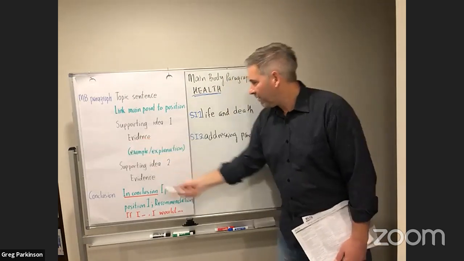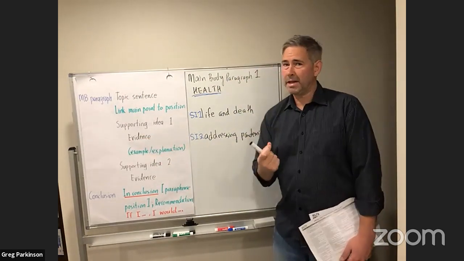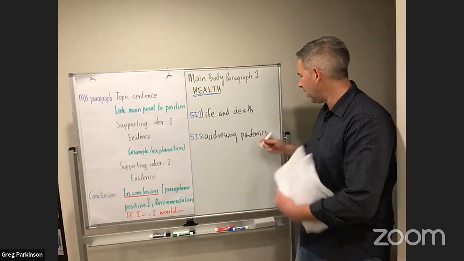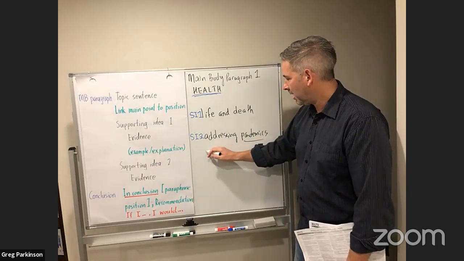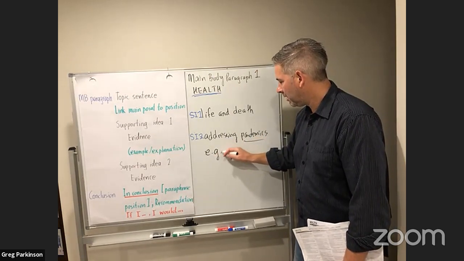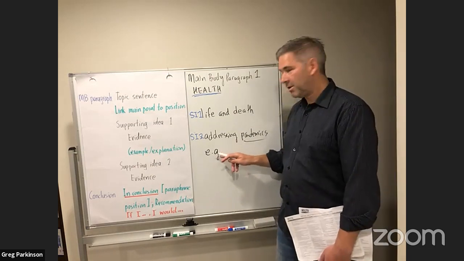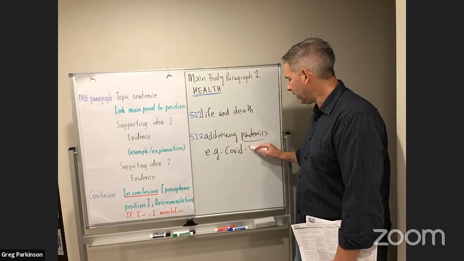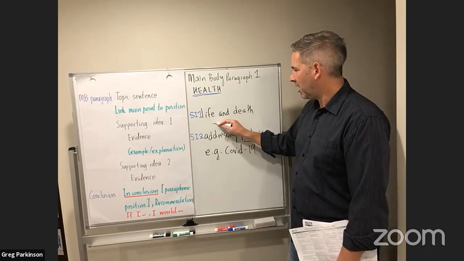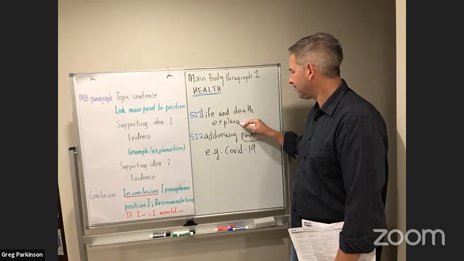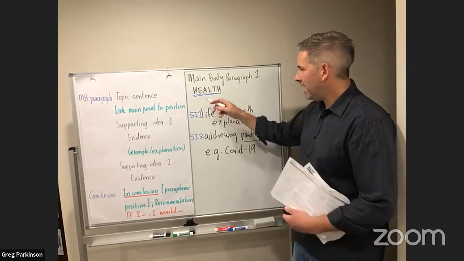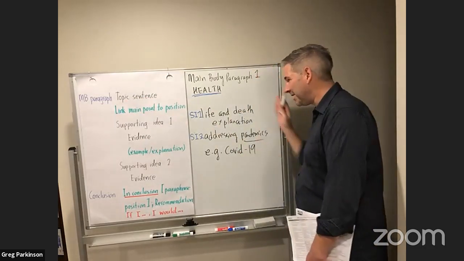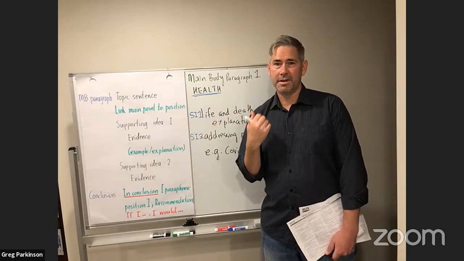Then with your evidence, I'd probably give a further explanation, or I could give an example. I think there's an obvious example here with pandemics. Now my example, this just means example if you're not familiar with that, might be COVID-19, right? So here I might just have an explanation. And then I actually recommend writing your topic sentences after you've got all your ideas in place.